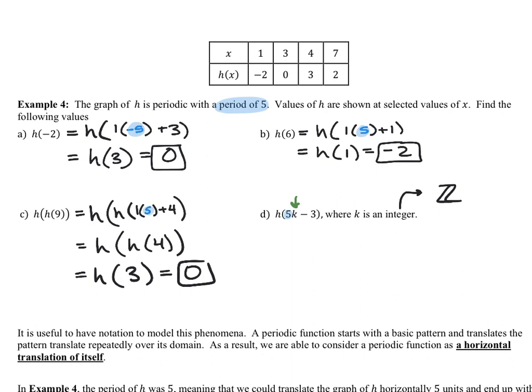So really, this is just like saying that this is equal to h of negative 3. Now, h of negative 3 is something I can solve. H of negative 3 is like 1 times negative 5 plus 2, right? Because negative 5 plus 2 is negative 3. That means this is just like saying h of 2, and that is not in my table. LOL, what did I do here?